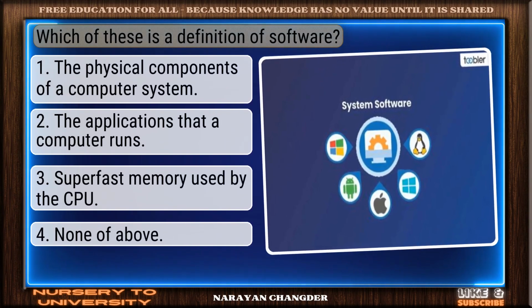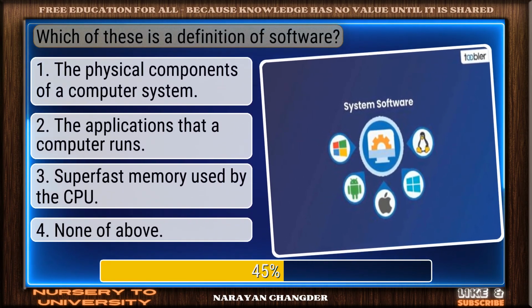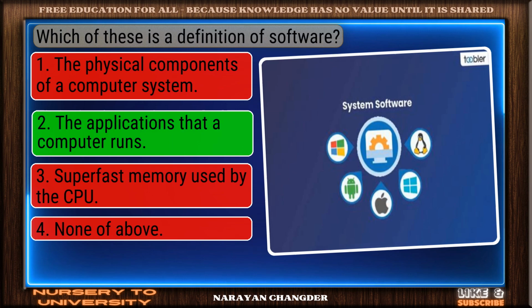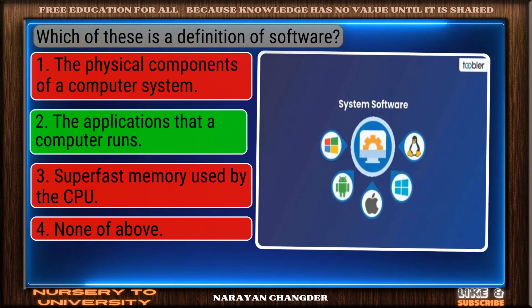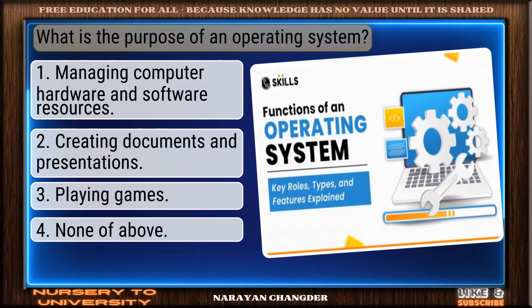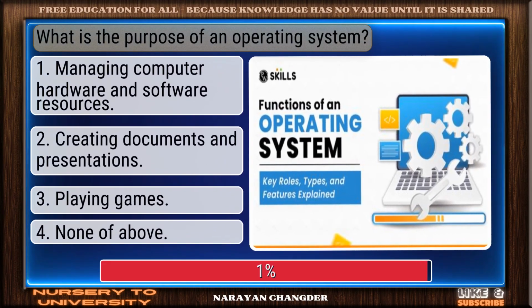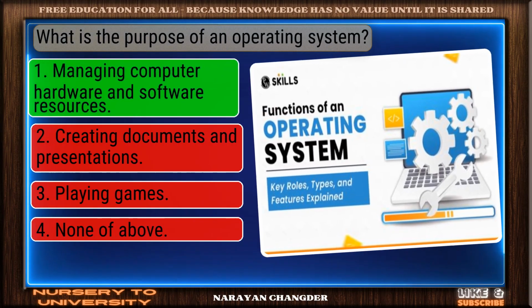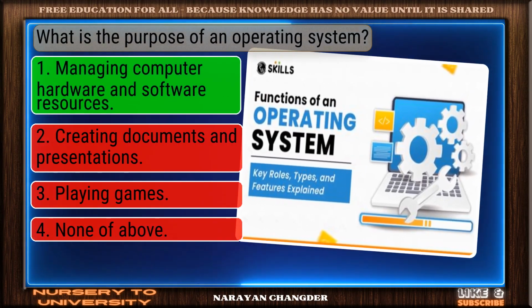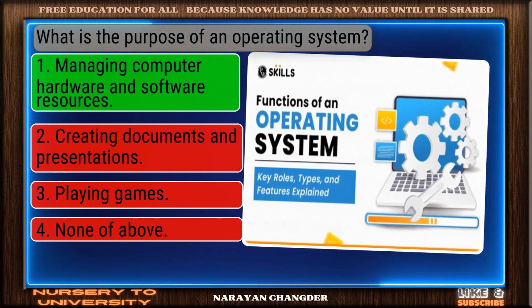Question number 31. Which of these is a definition of software? Great thinking. The applications that a computer runs is the right choice. Question number 32. What is the purpose of an operating system? Smart move. Managing computer hardware and software resources is an accurate answer.